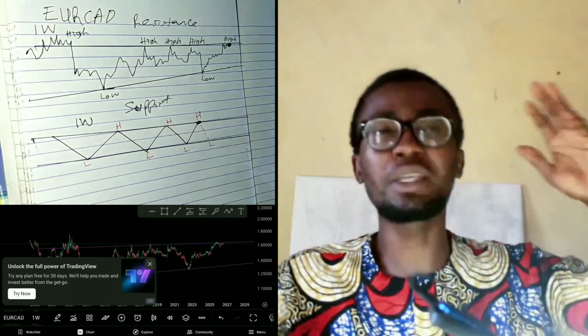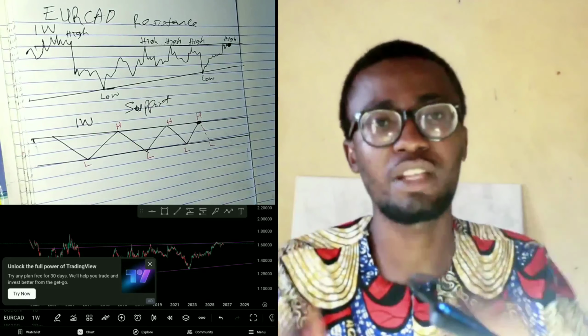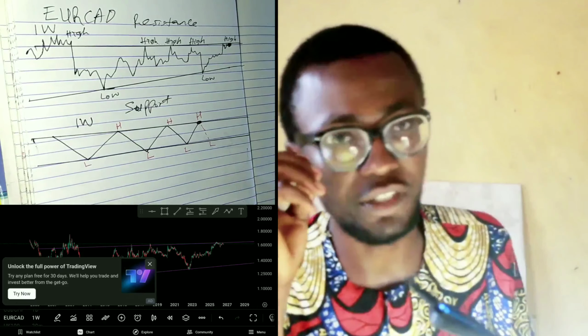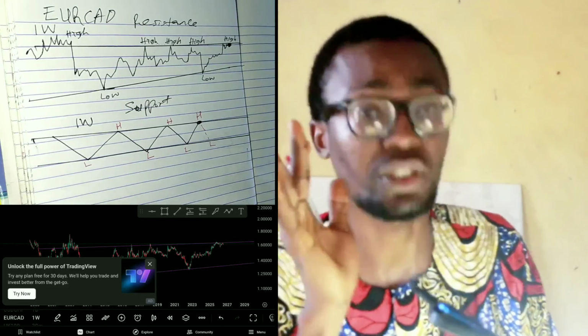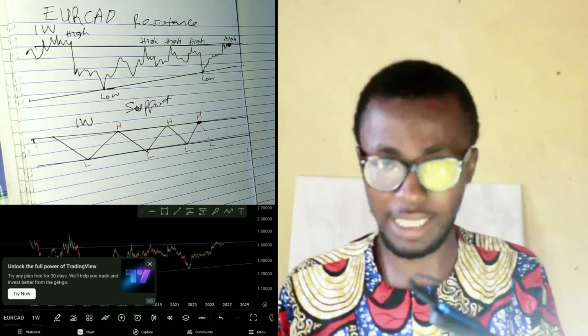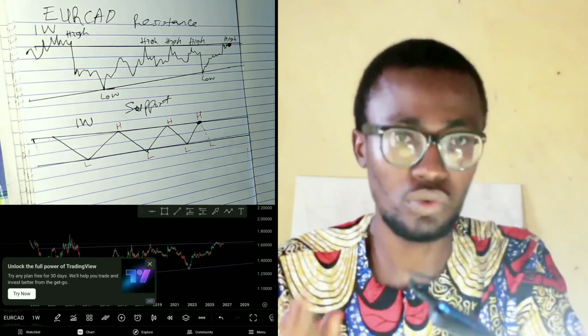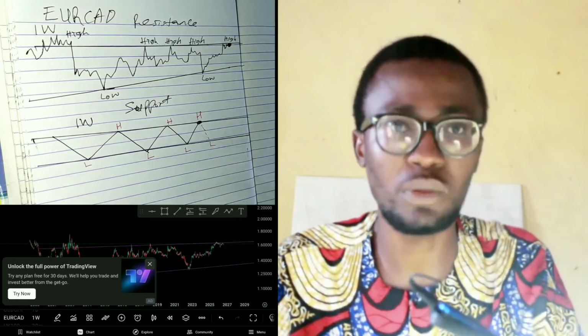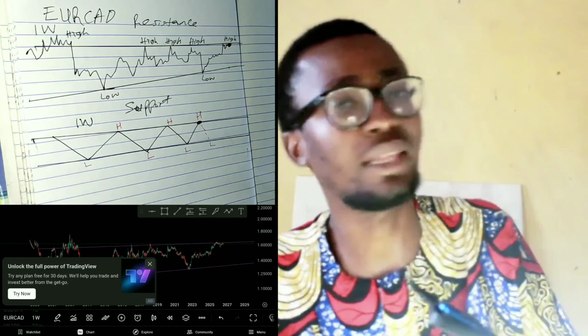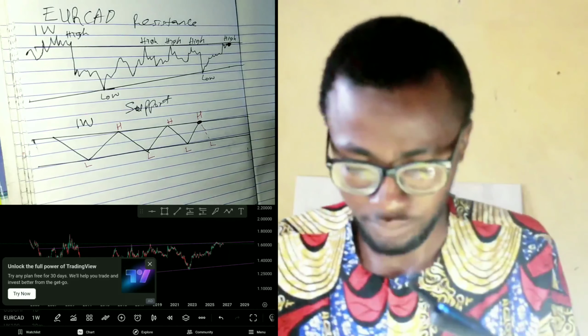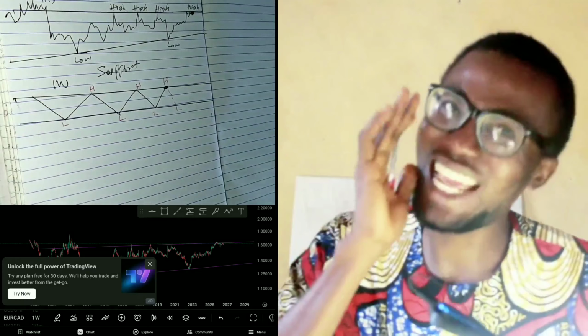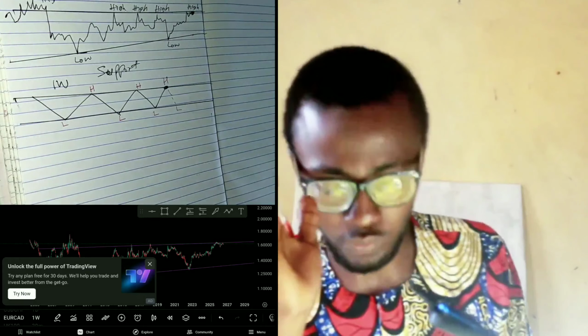So the higher time frame gives you the direction of the market, while the lower time frame gives you the entry and the exit, right? The higher time frame will tell you exactly where it is going towards, while the lower time frame will tell you exactly where to enter. Take note of that.